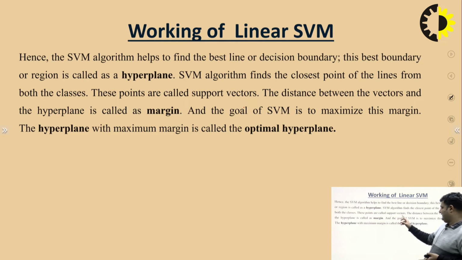As we mentioned before, the distance between the vector and the hyperplane is called the margin. The main objective of the SVM is to maximize this margin. So the hyperplane with the maximum margin is called the optimal hyperplane. We will try to explain with the help of a diagram.